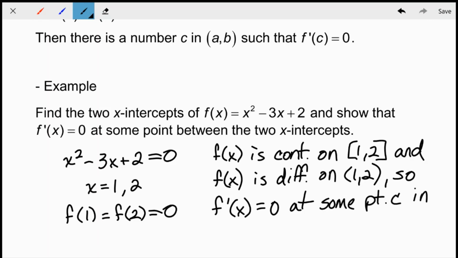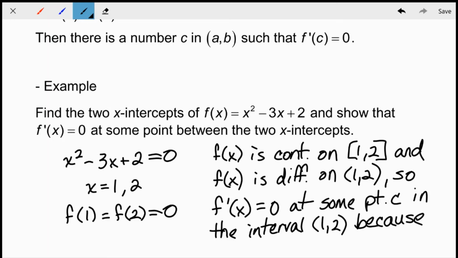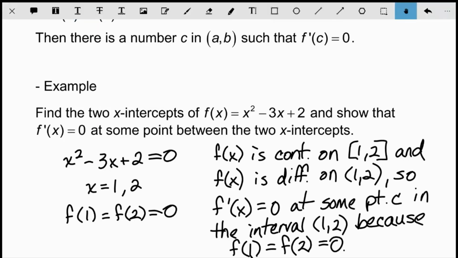And it's in the interval 1 to 2. And we know that because those two values that we just found, f of 1 is equal to f of 2, which was equal to 0. Okay, so it's a little bit of work to write out your justification. However, it's one sentence. We've got everything about the mean value theorem and especially Rolle's theorem stated here.